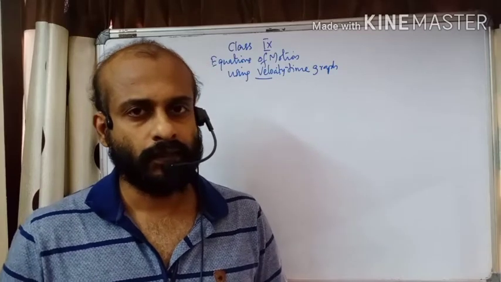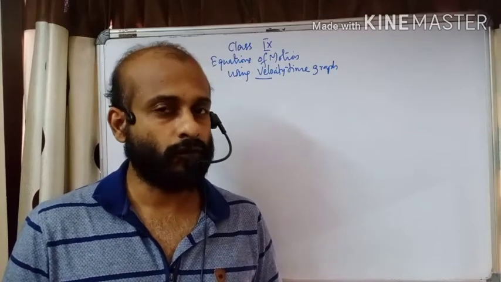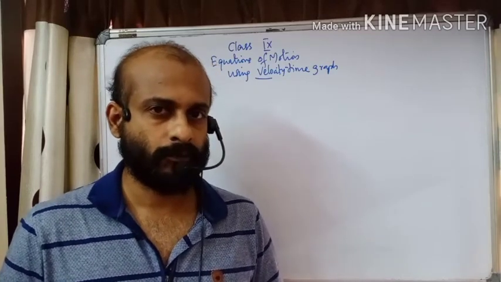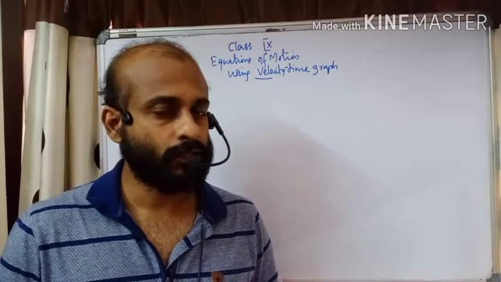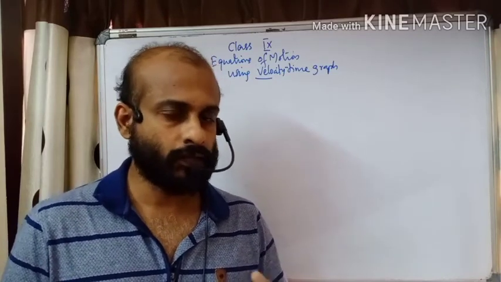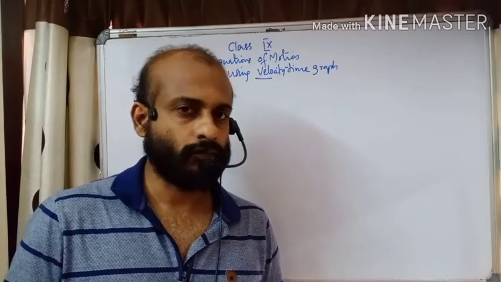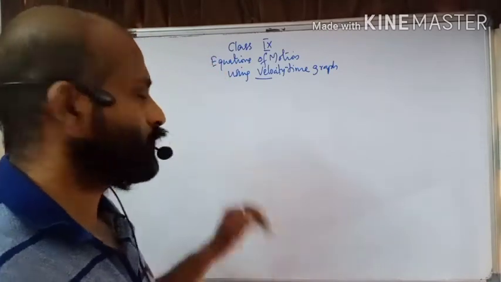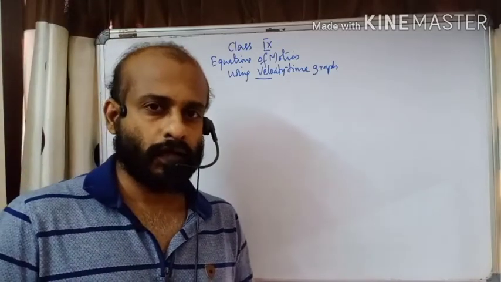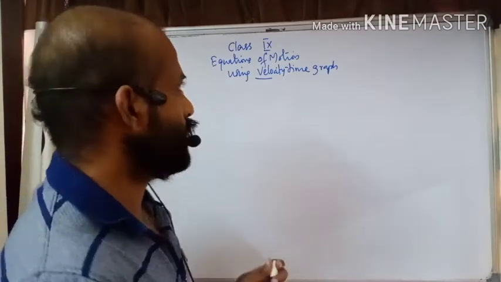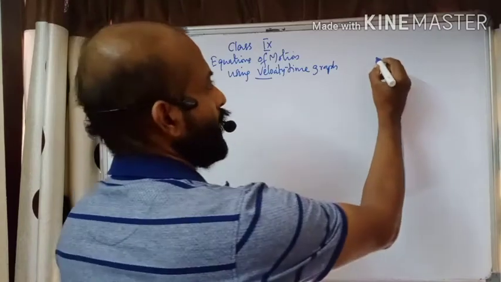Here we will consider a velocity time graph for a uniformly accelerated motion, provided the initial velocity is not zero. We have an initial velocity. Then based on that graph, we will derive the equations of motion. Okay, so we'll start with the first equation of motion. To derive the first equation of motion, we will consider a velocity time graph for a uniformly accelerated motion.